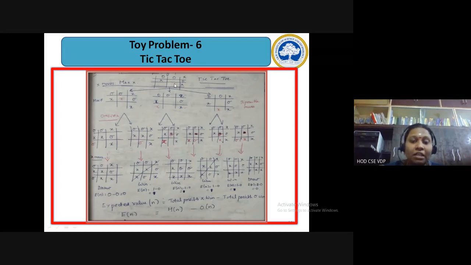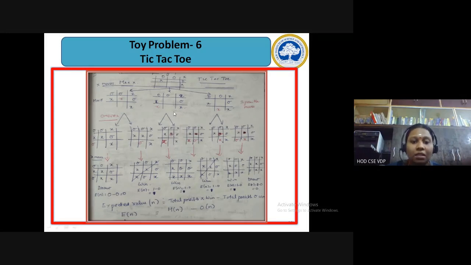You start, and the initial state is given. So your initial state says 0, 0, x. Initially, we assume x is moving. When x is moving, what are all the options x has? Since it has to maximize its turn, x has 3 possible options: placing x in the empty squares here, here, or here. So those are the 3 moves you have got.